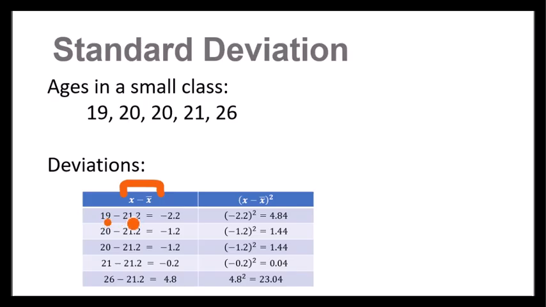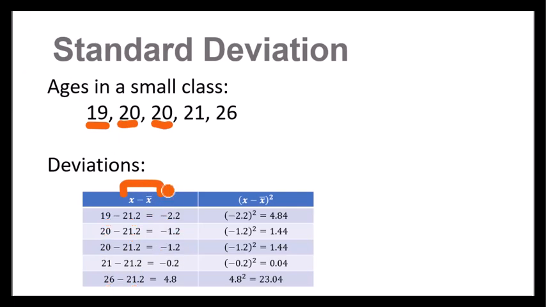So I'm going to take 19 minus 21.2. That gives me negative 2.2. That's indicating that the person who is 19 years old is 2.2 years younger, or less than the mean. And then 20 minus 21.2, another 20 minus 21.2, 21 minus 21.2, 26 minus 21.2. So each one of these data values from the list minus the mean gives us our deviations. So we have deviations of negative 2.2, negative 1.2, negative 1.2, negative 0.2, and 4.8 in my little list here.